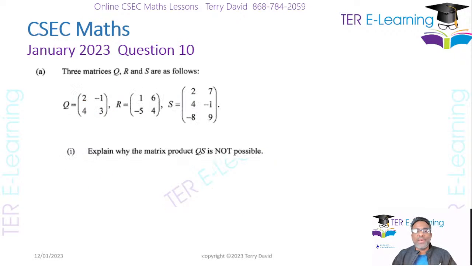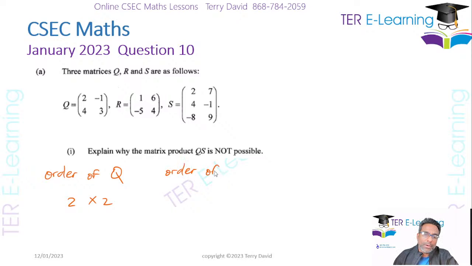All right, so we just have the last question to do now, and that is on vectors and matrices. We have three matrices, Q, R, and S. Explain why matrix QS is not possible. To do that, we need to talk about the order. The order of Q is how many rows and how many columns I have. In Q, I have 2 rows and 2 columns. We also need to know the order of S. In the case of S, I have 3 rows and 2 columns.